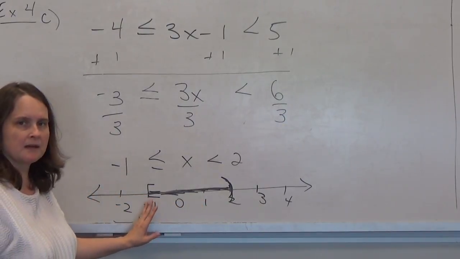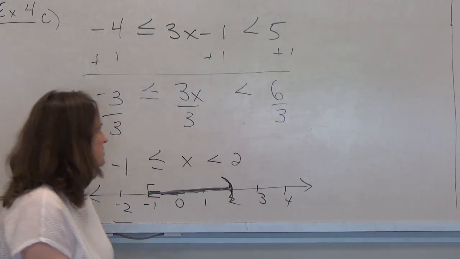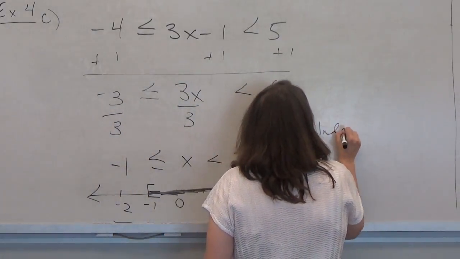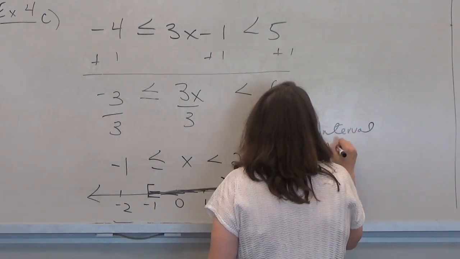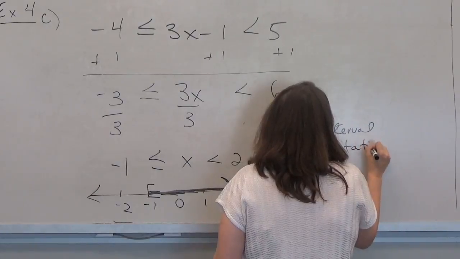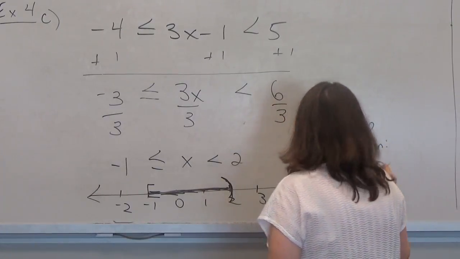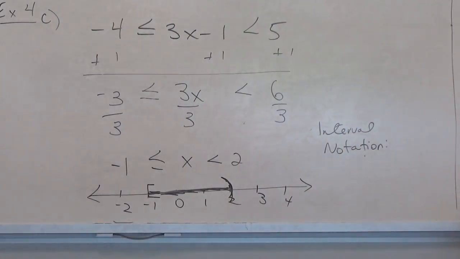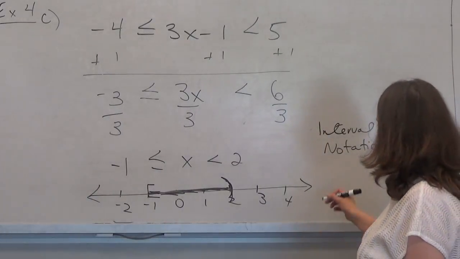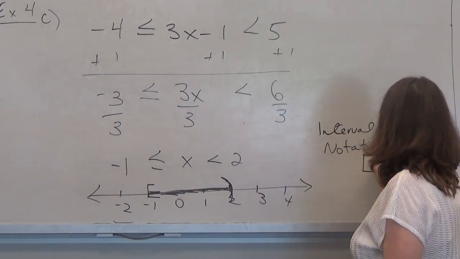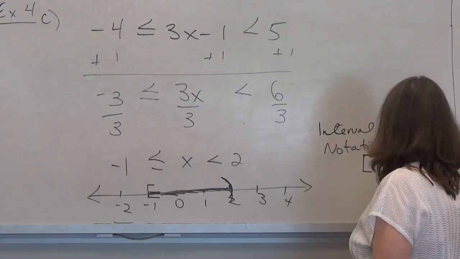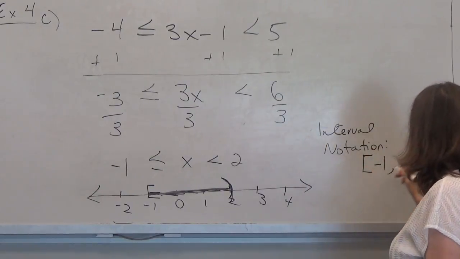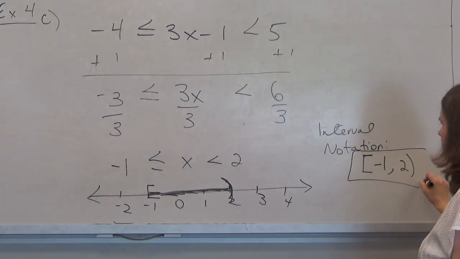Interval notation can be read directly from the graph. So our interval notation is going to be a square bracket. Well, I'll let you think about it for a second. So your interval notation will be square bracket, negative 1, comma, 2, parentheses. And that is our answer, interval notation.